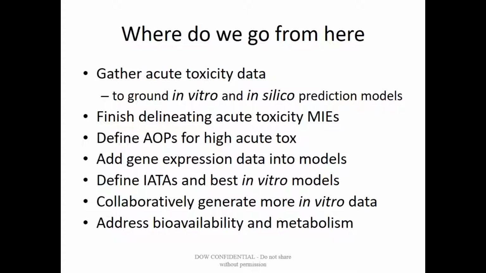So that's our approach in general. And the thought is to start building this empire around the other targets. And right now it's a limited empire. We're going after the cholinergics. We're going to finish up the muscarinics and then start, hopefully, having dialogue with others that want to participate in this. Gathering the acute tox data, as I mentioned, to ground the in vitro and in silico models. Finish delineating the molecular initiating events. Define as many OPs for high acute tox as we can.